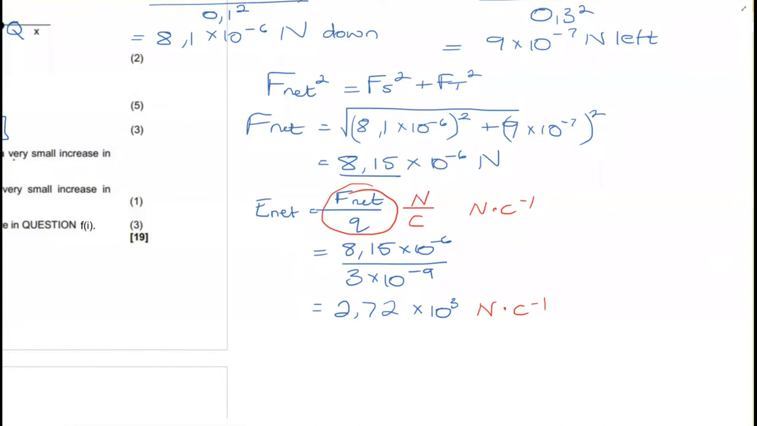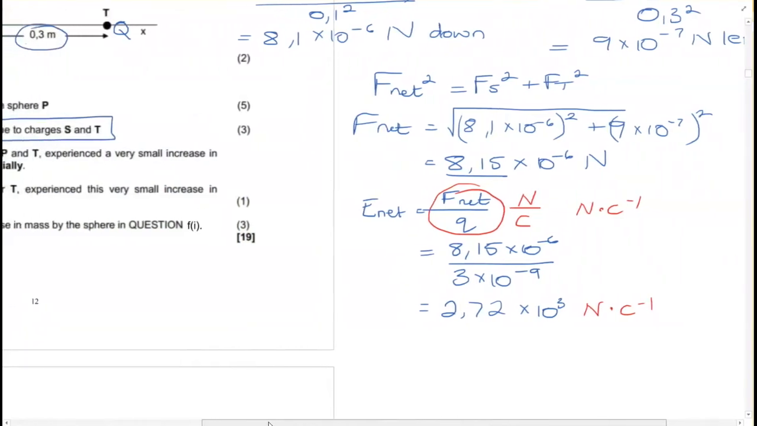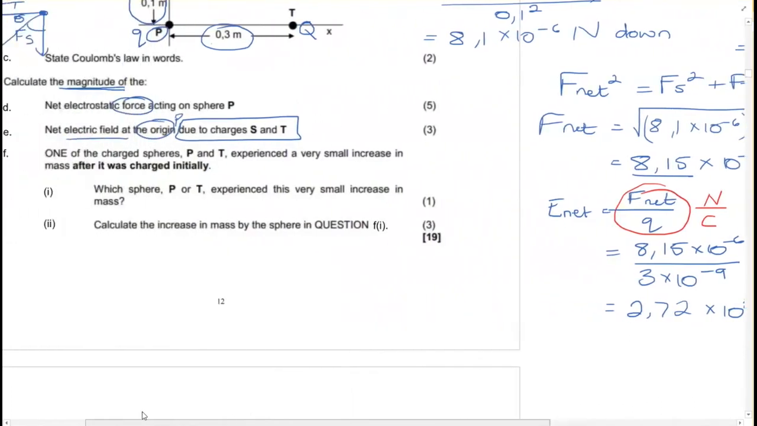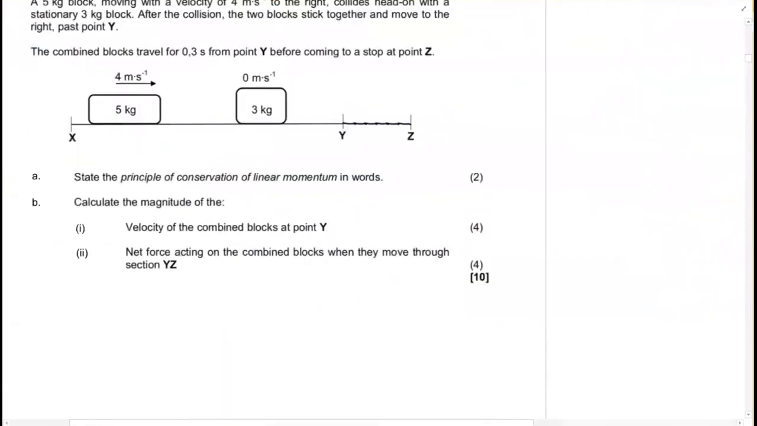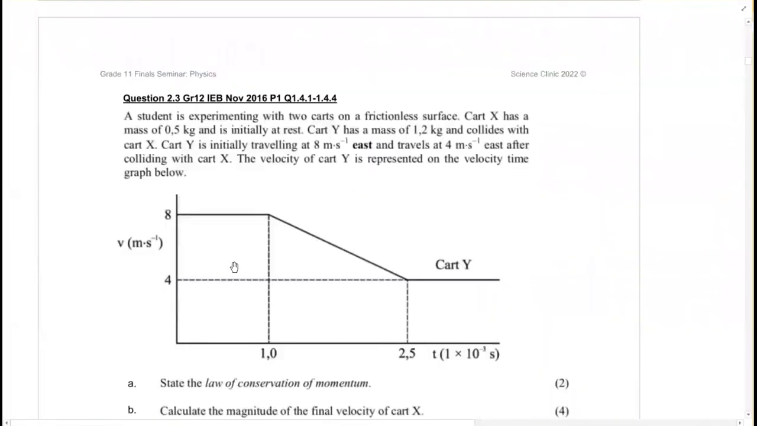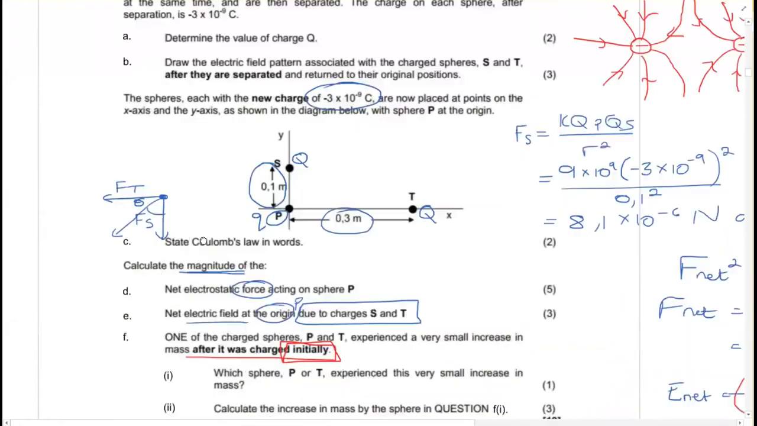Any questions here? Okay, cool. Our next one says, one of the charged spheres, P and T, experienced a very small increase in mass after it was charged initially. That gets missed. Initially, what happened in the beginning? Let's go back up here quickly. I went too far. Oh my goodness, this thing is so sensitive. So not my favorite program. Okay, yeah, initially.